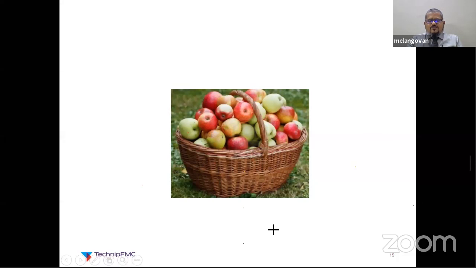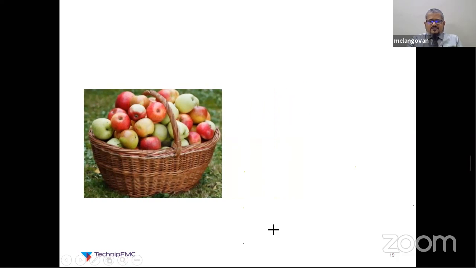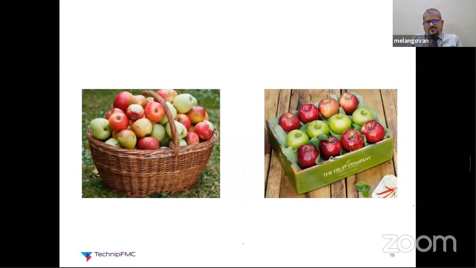Now move on to the next picture. I have this picture and I am asking the same person, can you define this picture? This time, the definition may be something more concrete. The person can say a box containing 12 apples. Out of 12 apples, 4 are green and the balance 8 are red. Can you see the difference between the definitions of these two pictures?